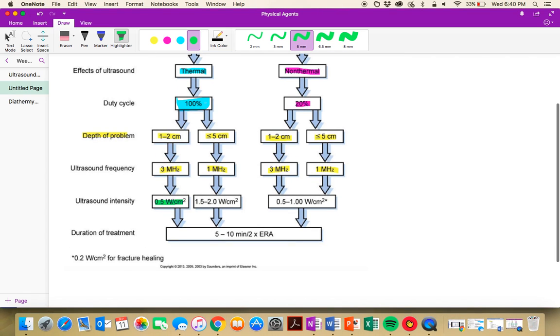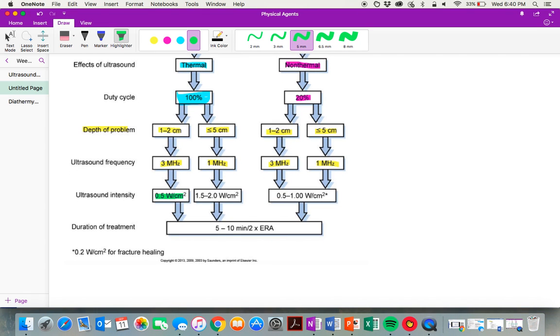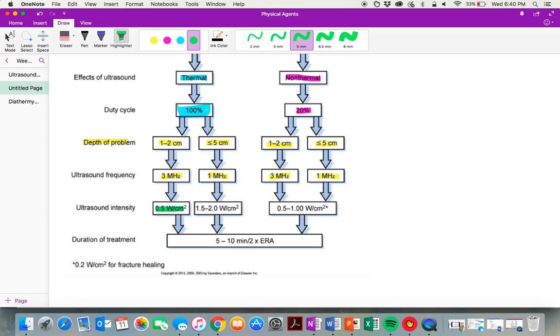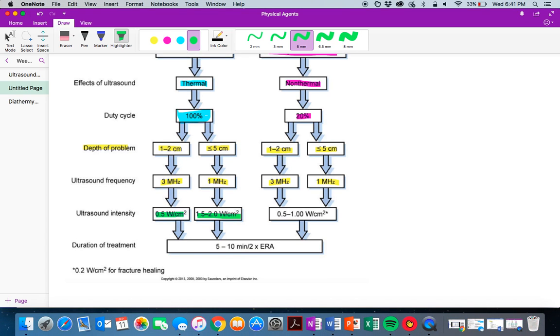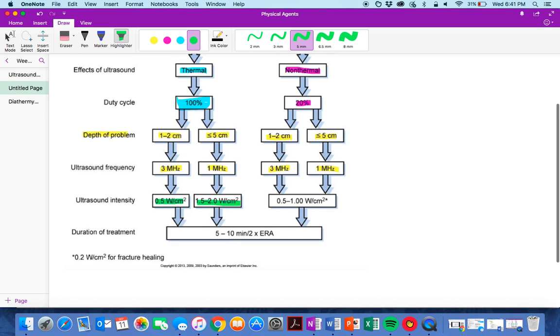Thus, we want to set the intensity a little bit lower because we don't want to burn our patient and provide too much heat. And if we have the opposite, we have 1 megahertz for frequency, then we can use the higher end of our intensity, 1.5 to 2. However, when we come over to our non-thermal side of things, this is always going to be the same because it's non-thermal. So our goal is not to heat this area, and therefore it's simple. We are going to just use the lower ultrasound intensity.